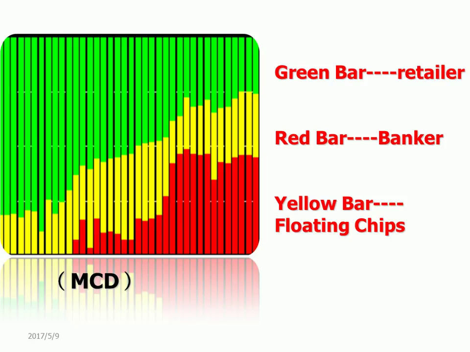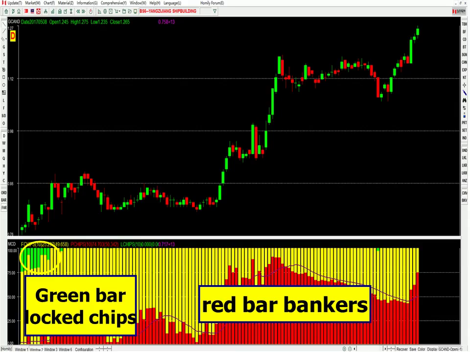So for the multicolor dragon, we can see the 3 color bars. The green bar is the retailer. The red bar is for the banker. The yellow bar is floating chips. So here is the banker. The green is the retailer. The yellow is the floating chips. Okay, so this is the multicolor dragon. Then we can click this one. Green bar means the locked chips. Red bar means the bankers.